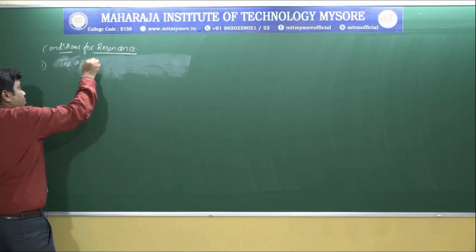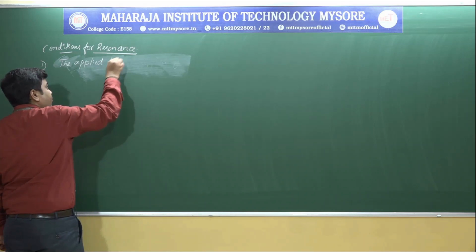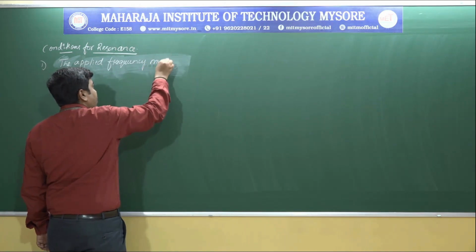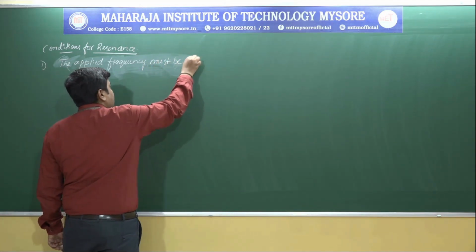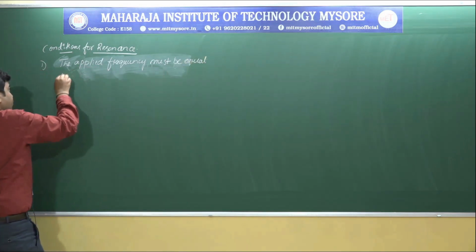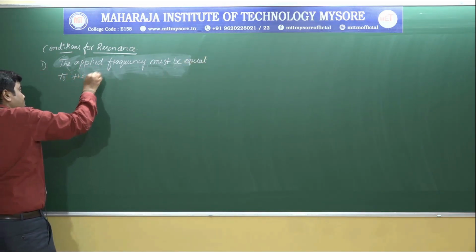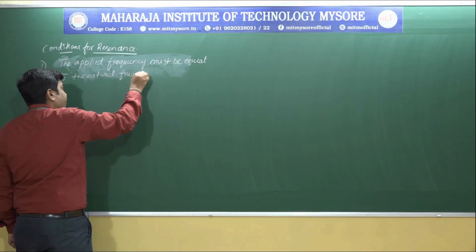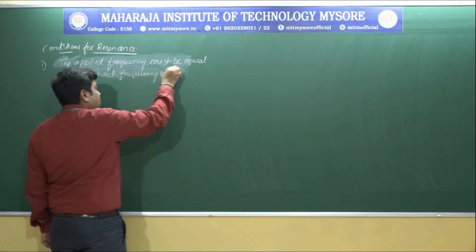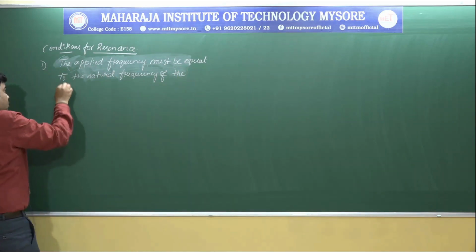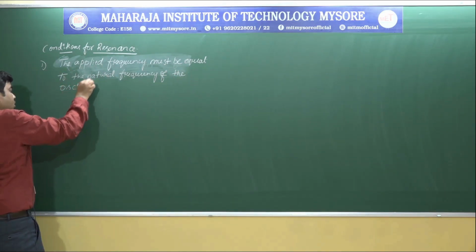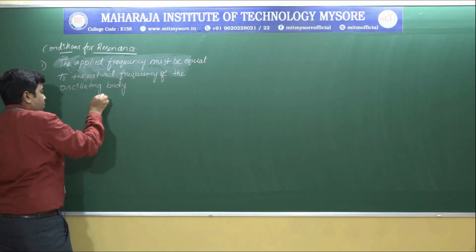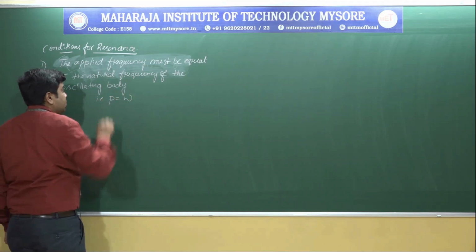The applied frequency must be equal to the natural frequency of the oscillating body, that is, p is equal to omega.